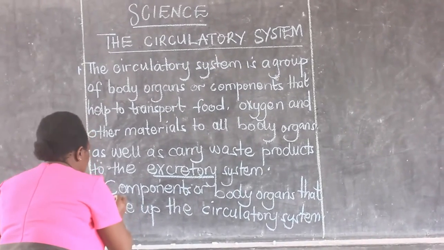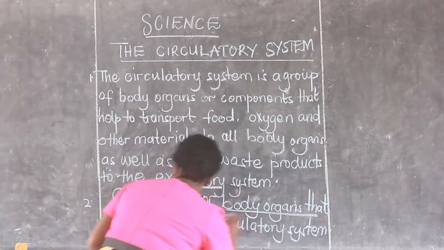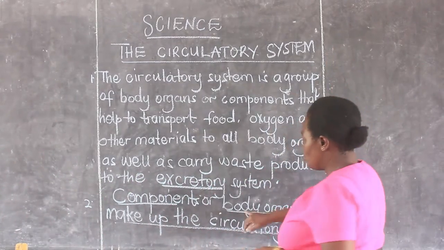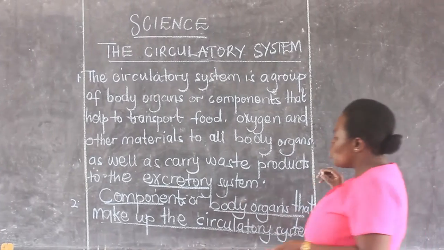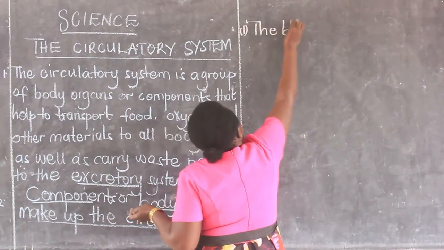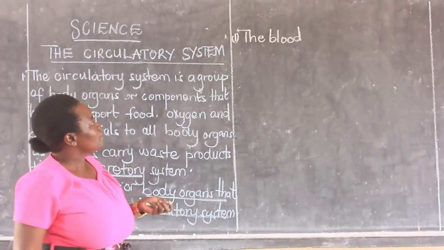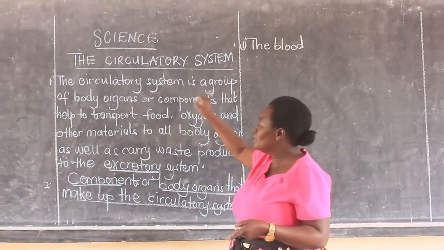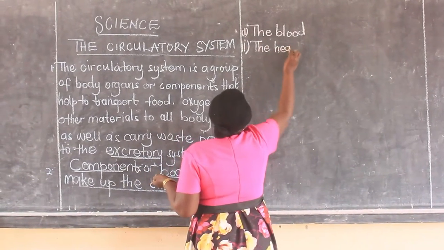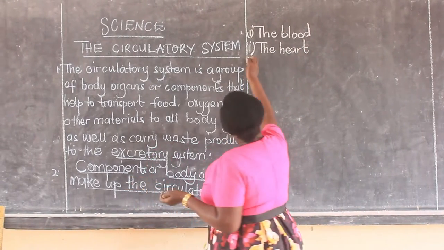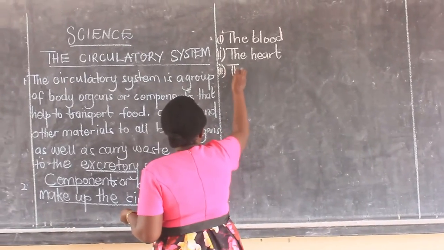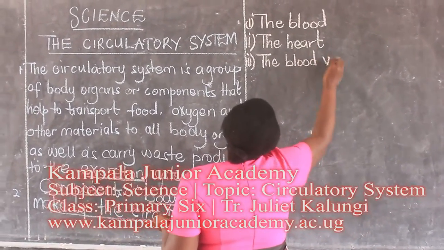The components or body organs that make up the circulatory system, children, are what we're going to look at. I used the word component because some are components, while others are organs. Among the components, we have the blood. Blood is a component. Blood is not a body organ. Among the body organs that make up the circulatory system, we have the heart, and another body organ is the blood vessels.